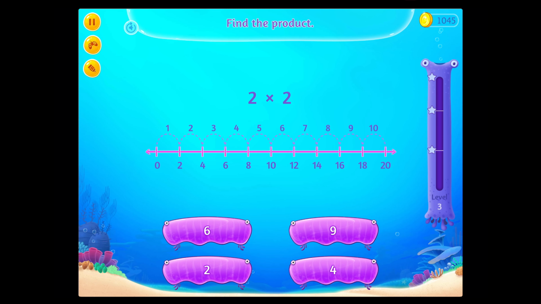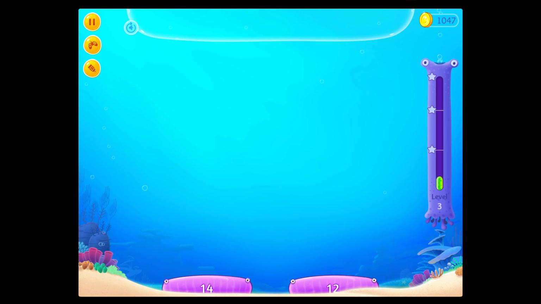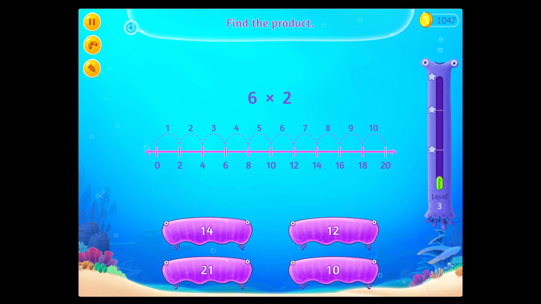Find the product. You rock. Find the product. On a roll. Find the product. Good going. Find the product. Rockstar.